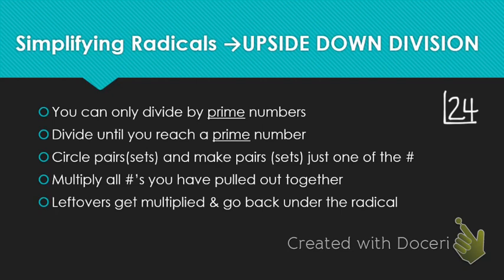Now there's keys to doing upside down division. The very first and most important one is you can only divide by prime numbers. I want you to highlight prime and let's review the first 6 or 7 prime numbers. Does anybody remember the very first prime number? 2. Very good. You skipped right over the 1, and that is perfect because 1 is neither prime nor composite. All right, what's the next prime number?